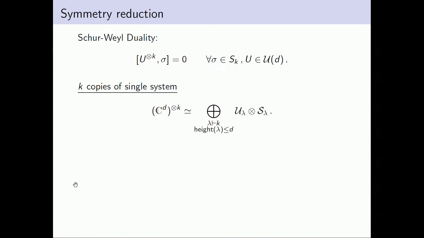And what it means is you can decompose C^D tensor K, so the single system tensor K times, into a direct sum of subspaces on which the unitary group acts on the left tensor factor, and the symmetric group on the right tensor factor. These are indexed by these lambdas. They stand for Young tableaus or partitions of K. And if you work with D-level systems, then we have to limit the height of these tableaus to be smaller or equal to D.